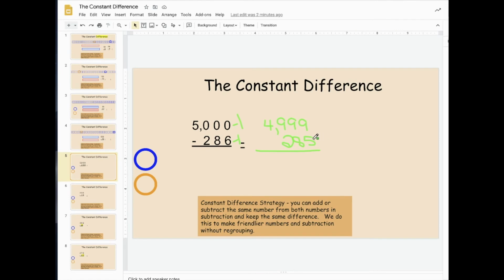9 minus 5 is 4. 9 minus 8 is 1. 9 minus 2 is 7. And I should be saying 9 tens and hundreds. I'm sorry. 4,000 minus no thousand is still 4,000. And this is my answer.